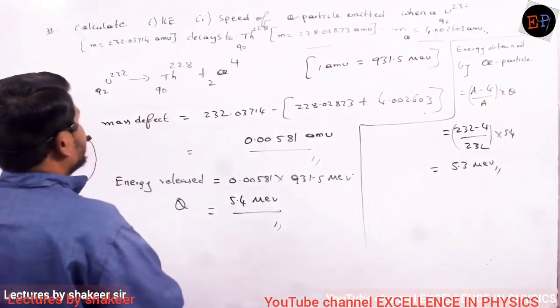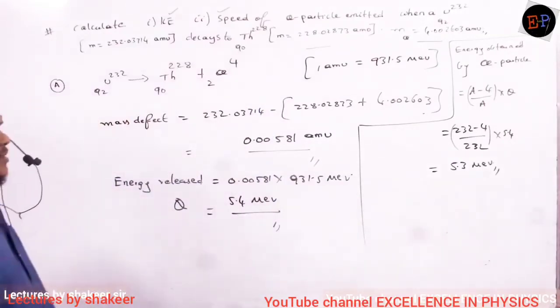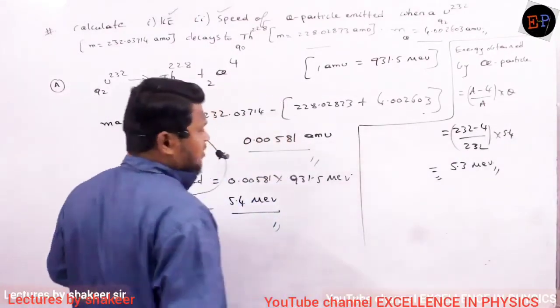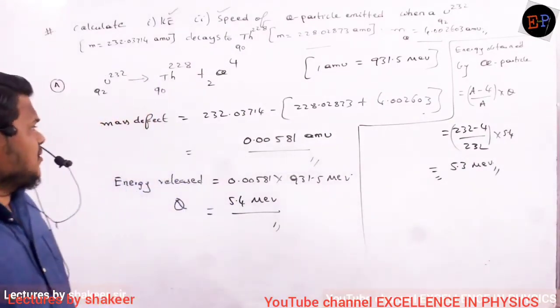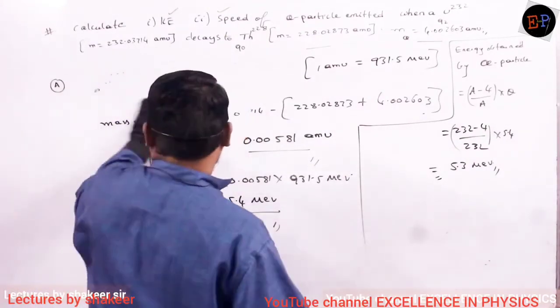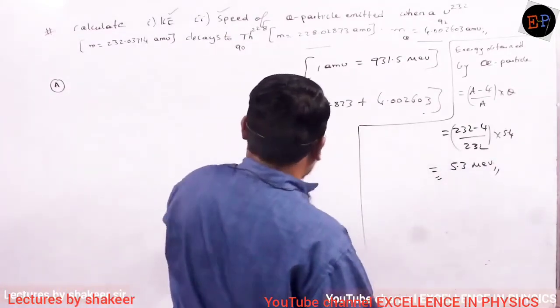Next we have to calculate the speed. Kinetic energy we have calculated. Speed now we have to calculate. So this is the energy taken by the alpha particle, and energy will always be taken in the form of speed, the kinetic energy of the alpha particle. Now how can I calculate with how much speed the alpha particle will travel? Can you say? How can I calculate?